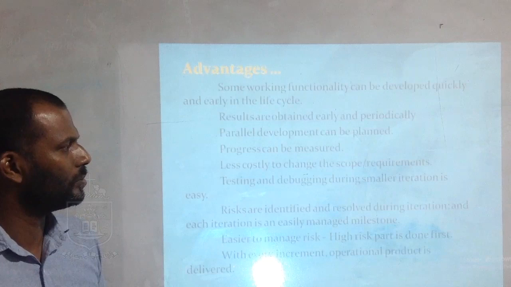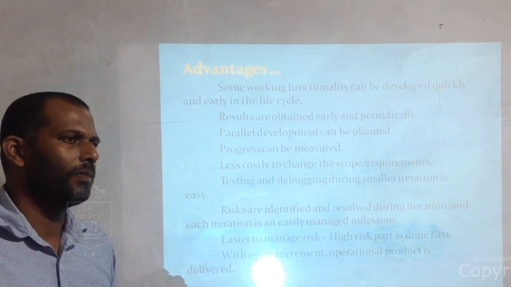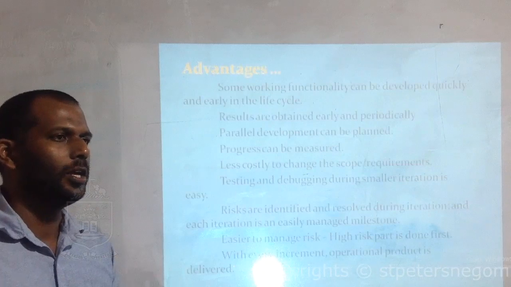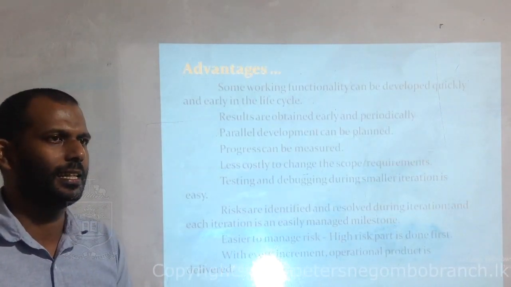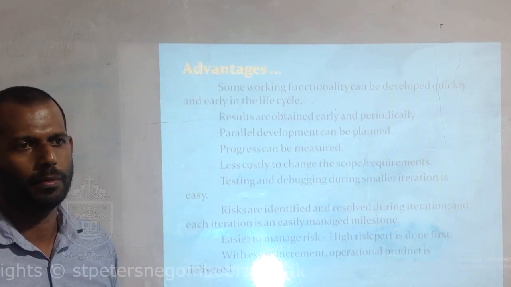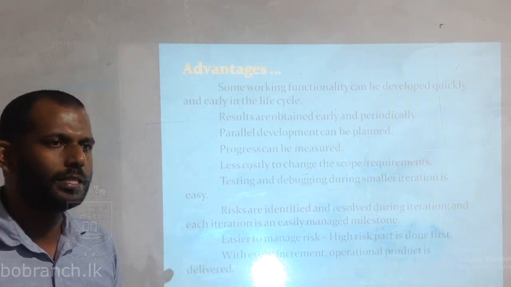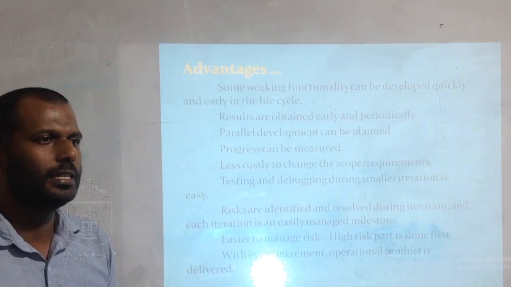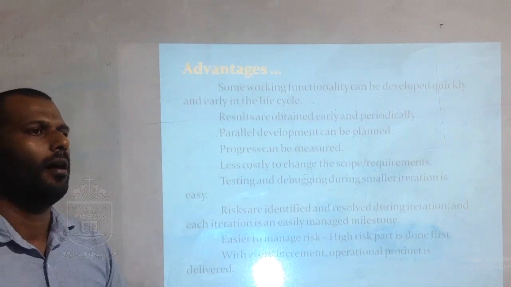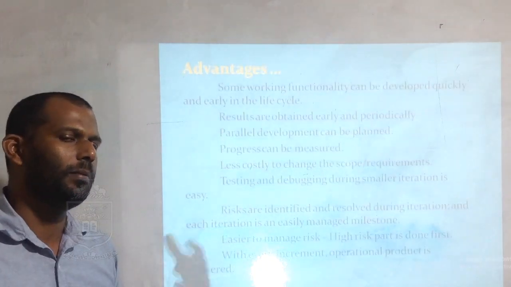Testing and debugging during small iterations is easy. For example, testing your whole system is one separate thing, and testing a part of your system is another. You can think about which one is easier. From the total system, testing a small part is very easy. You have to consider a little area, a small piece of the software, and test it. Once you complete it, it is easy. But in the waterfall model, your whole system will be tested at once.